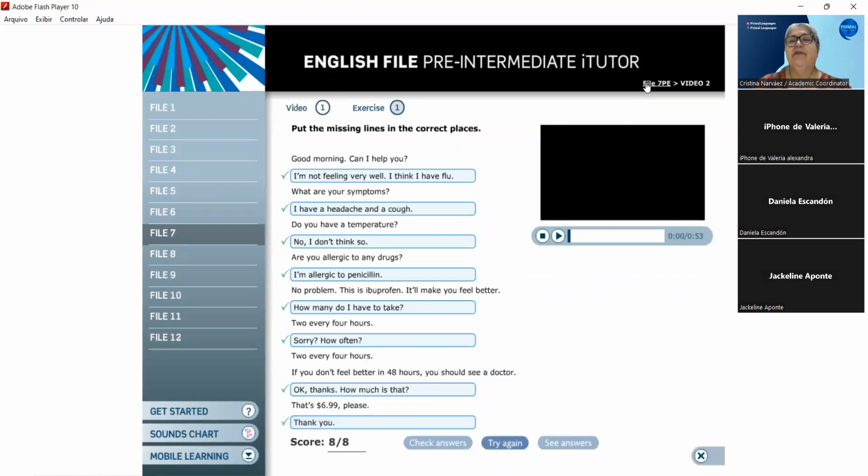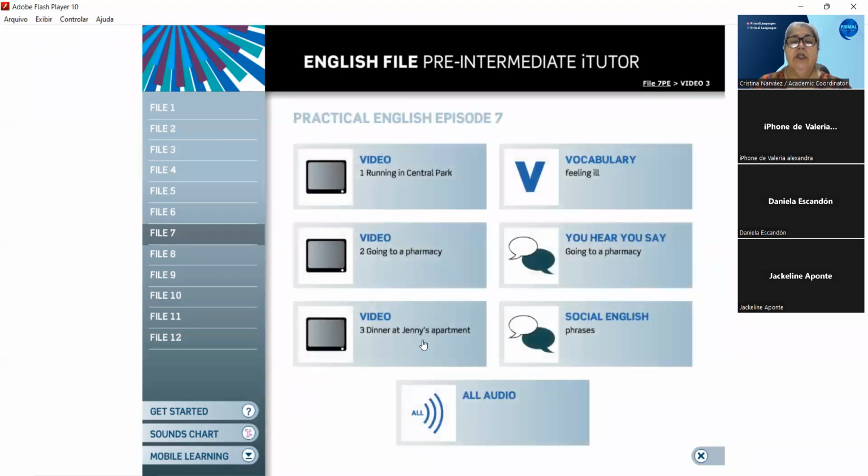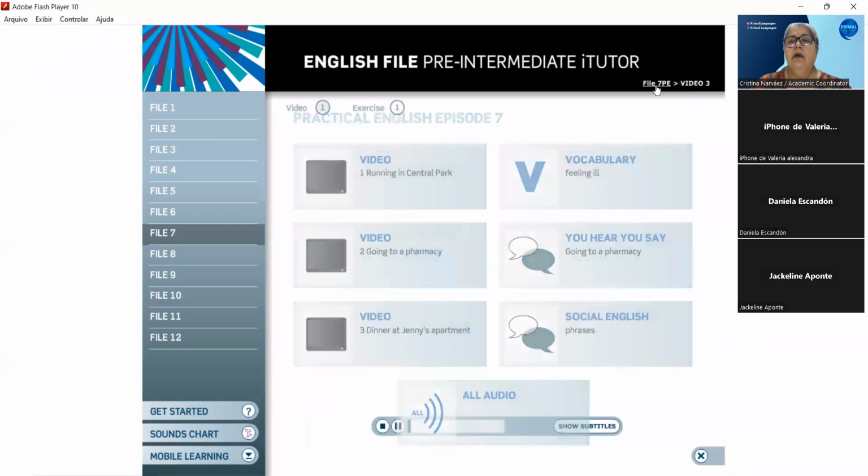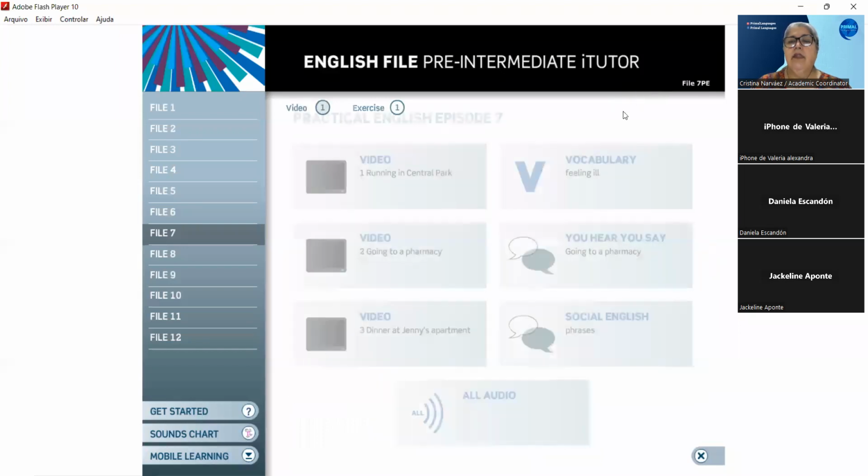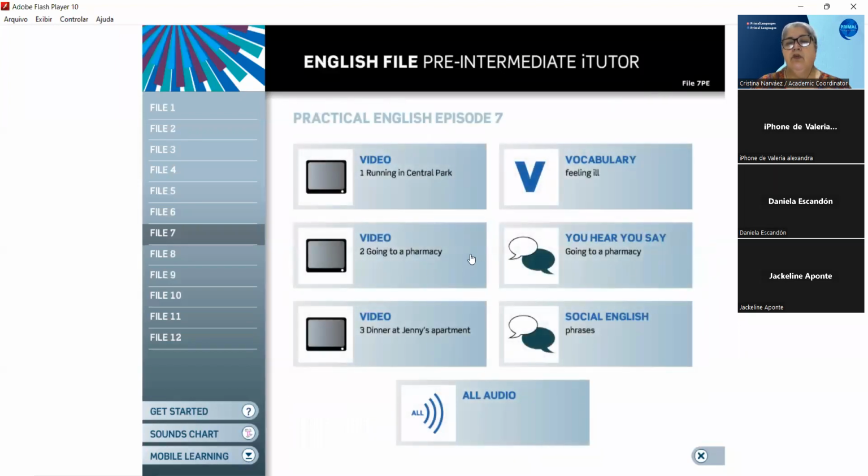Excellent. Very good. Okay, so you can continue here at home. Esto aquí, la verdad, lo hicimos más porque tiene palabras que tienen que ver con la salud. Pero esto lo pueden hacer en casa, ¿ok?